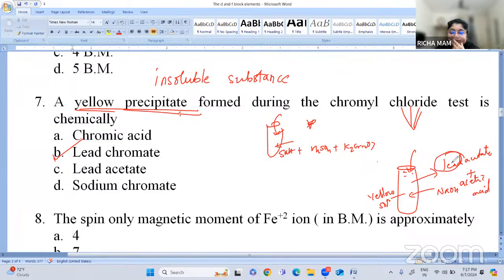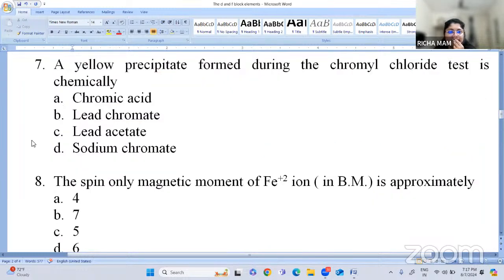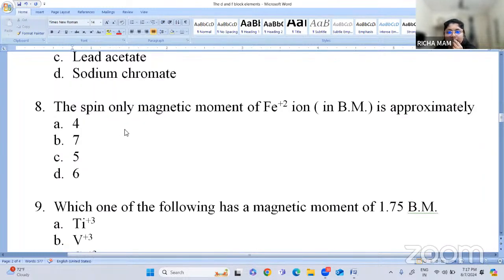So what will happen? It will form lead chromate. So option number B is the answer. The yellow precipitate formed during the chromyl chloride test is lead chromate. So whoever has answered option B, it is the correct answer. Let us go for the next one.